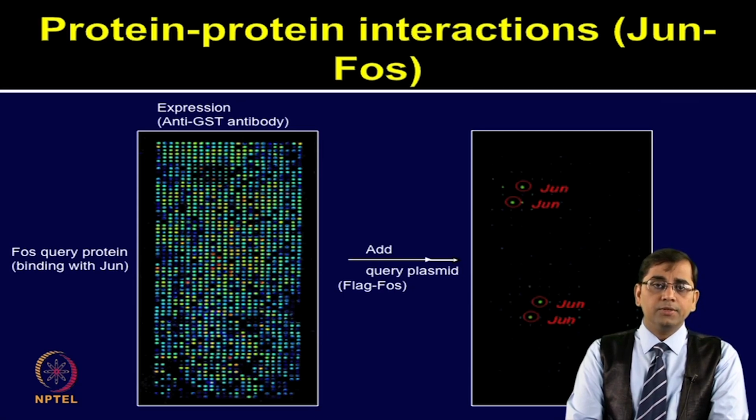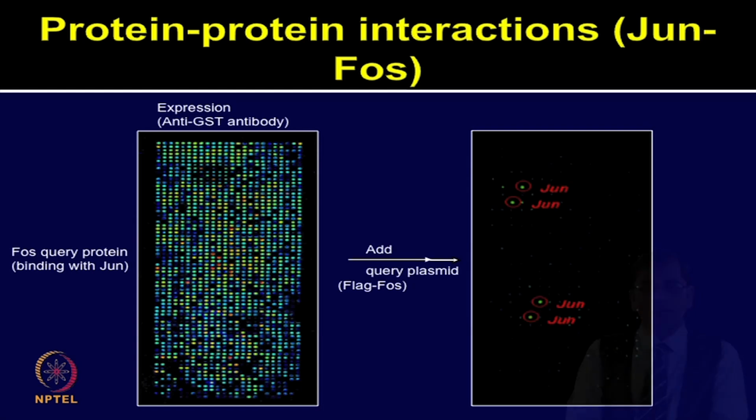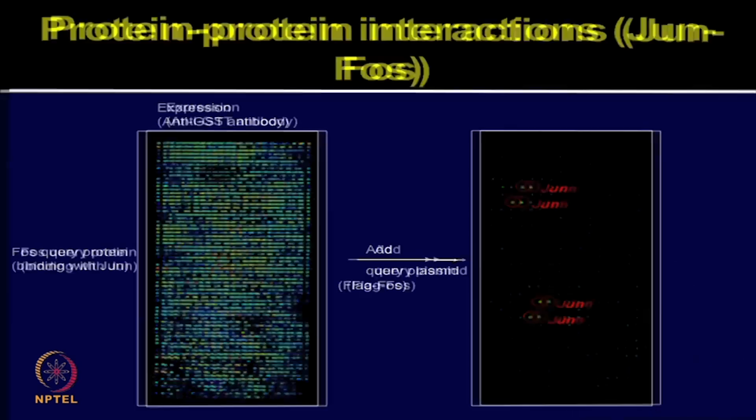In this study, students used Fos as a query protein and then identified Jun, printed 4 times on the chip, as a target. Jun-Fos was used as a model system to demonstrate how protein-protein interactions can be studied by using a cell-free expression based NAPA microarray system. Let us look at some more case studies where protein microarrays have been used for studying protein interactions.